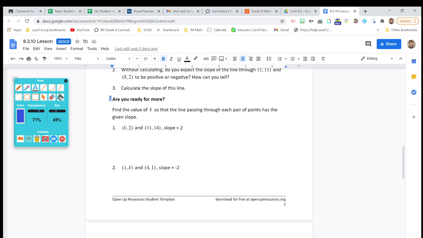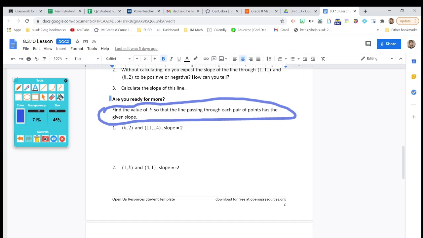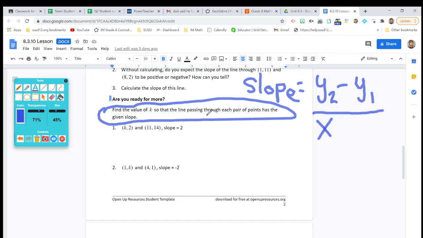It says, find the value of k so that the line passing through each pair of points has the given slope. Okay, let's do it. Now you can't even see the line. You have to find the value of k. You must use this equation that I just taught you: the change in y, y2 minus y1, over the change in x, x2 minus x1. That's slope. You must use this.